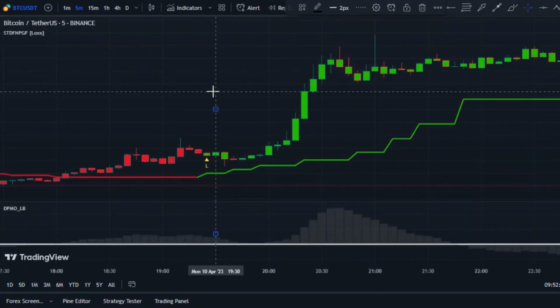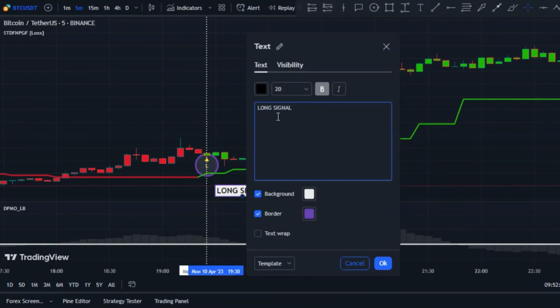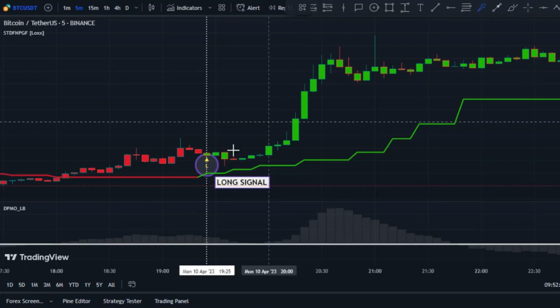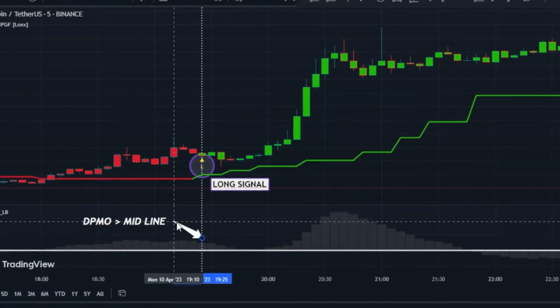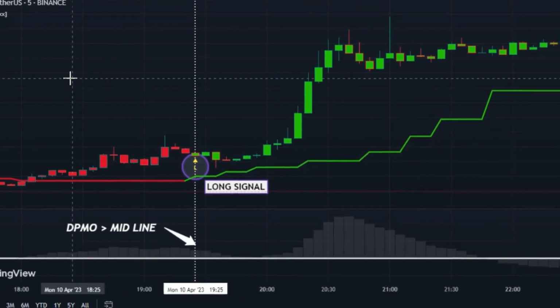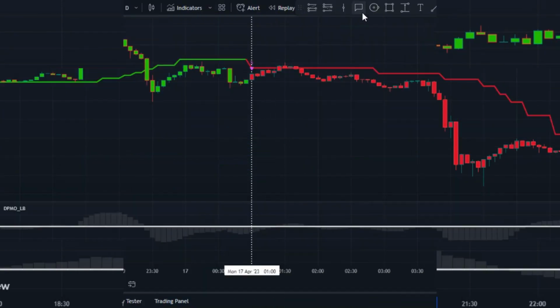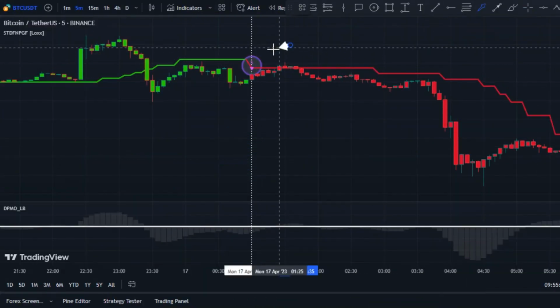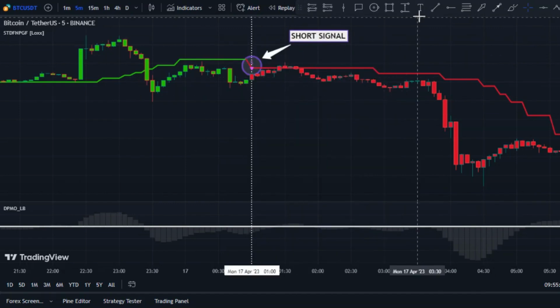So to validate a long opportunity, we look at DPMO oscillator. If the histogram is situated above the midline, that long signal is valid. And same for the shorts. Check if the histogram has dropped below the midline. If so, that shows a bearish momentum building and it's time for a short.